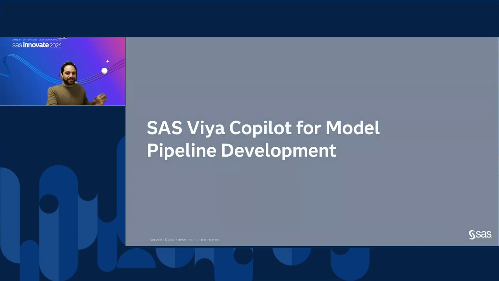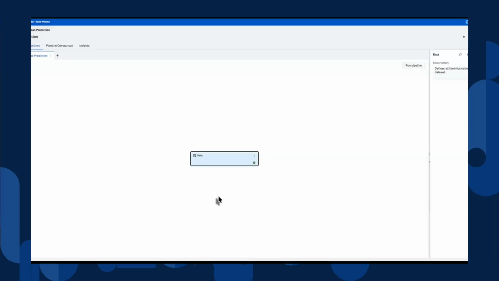We have SAS Viya Copilot for model pipeline development with Thomas. And with that, I'm going to pass it to you, Tom. Thanks, Peyton. So let's see when the video comes up. SAS Viya Copilot for Model Studio is an intelligent assistant designed to help you build machine learning models, dynamically generate pipelines, explain and interpret results, improve models, and answer questions about both machine learning and SAS visual machine learning concepts.